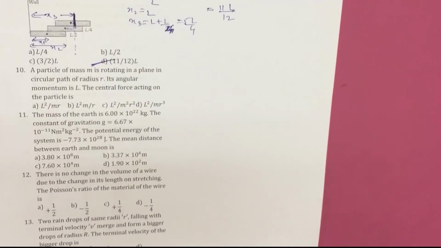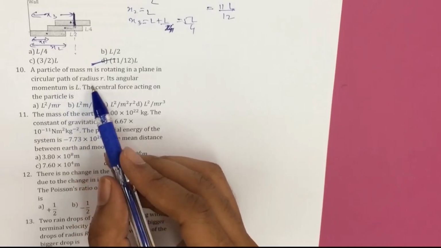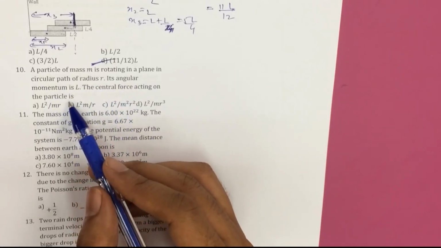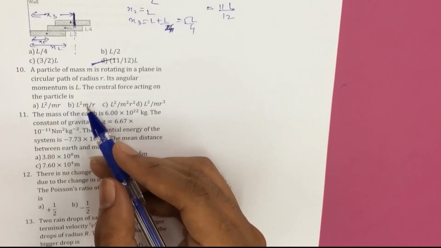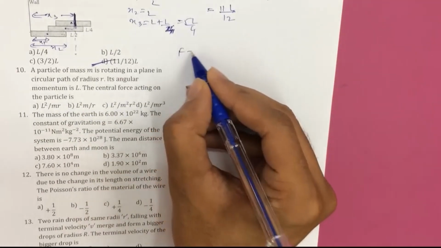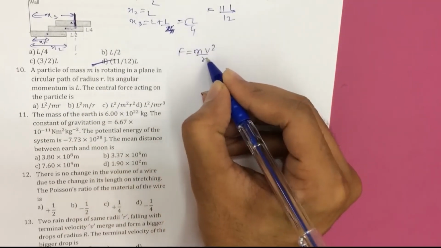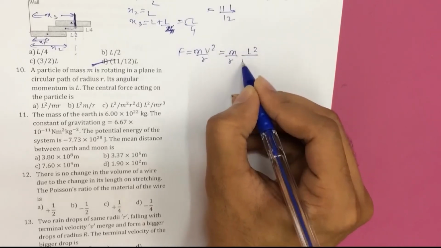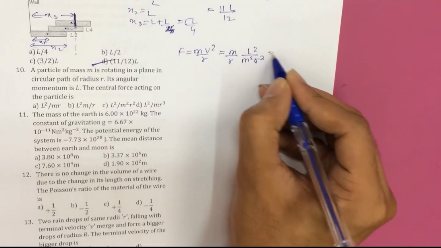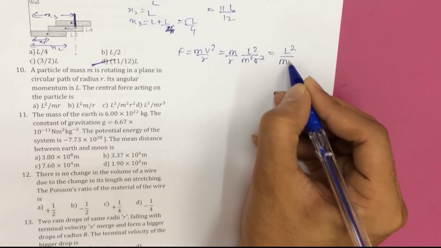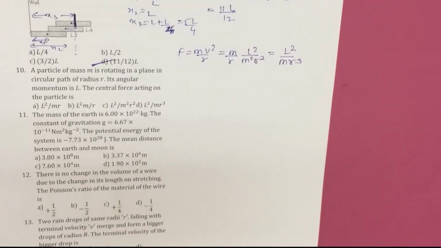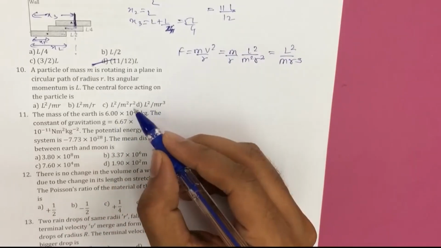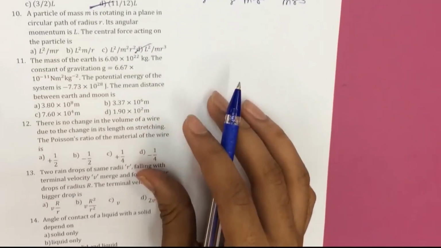Question 10. A particle of mass m is rotating in a plane in a circular path of radius r. If angular momentum is L, the central force acting on the particle is. Central force acting on the particle, that is centripetal force, is mv square by r, which will be m by r times v square. V square can be written as L square by m square r square. So this will become L square divided by m r the whole cube. So your correct answer here would be option D.